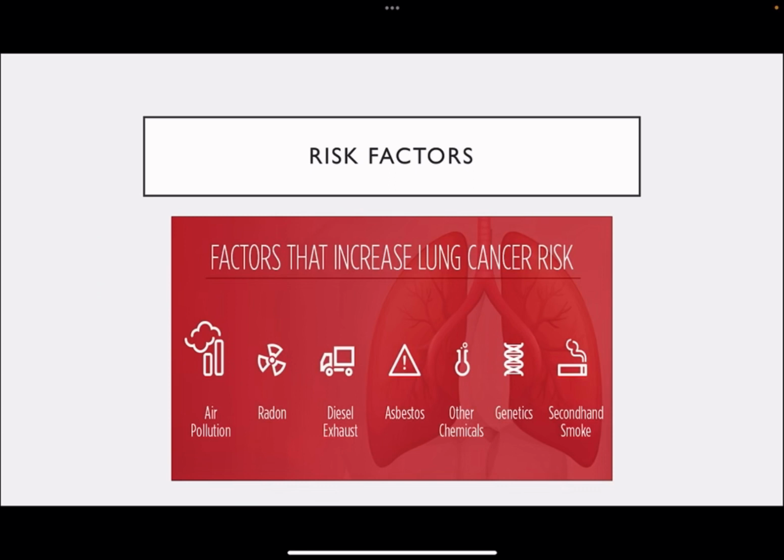Some risk factors associated with lung cancer are air pollution, radon, diesel exhaust, asbestos, other chemicals, genetics, and secondhand smoke.